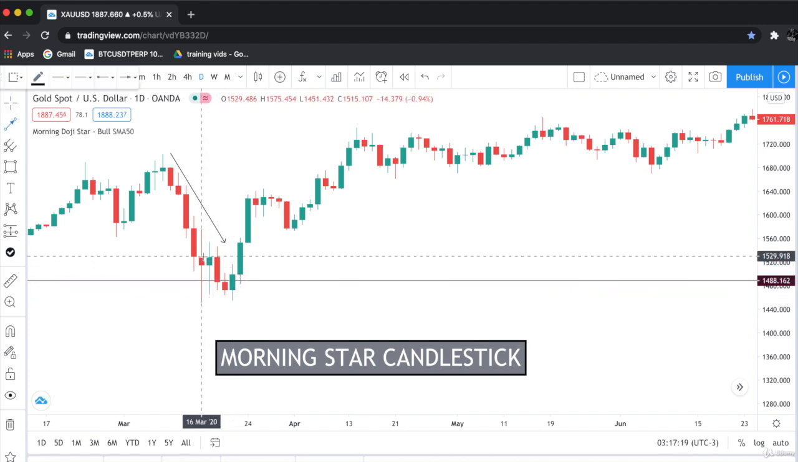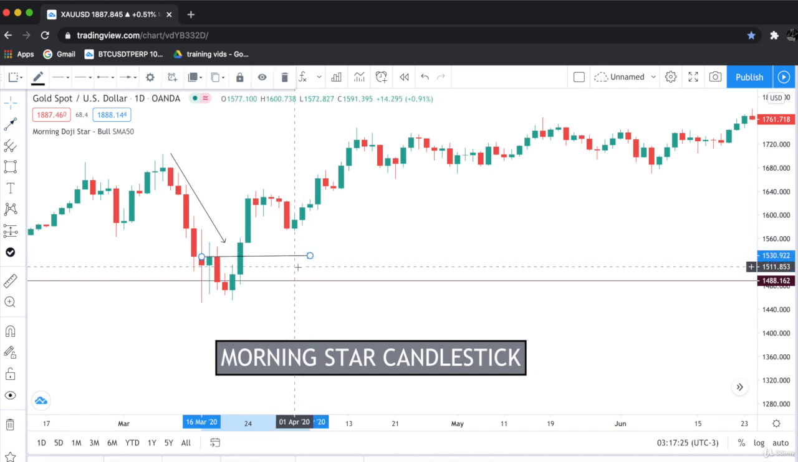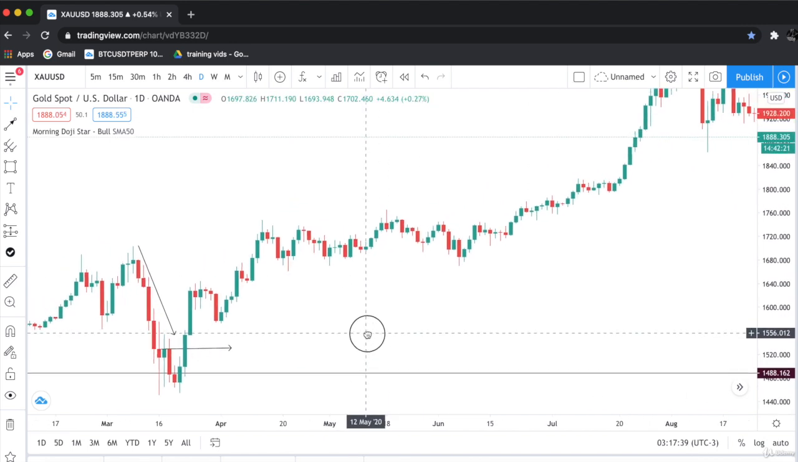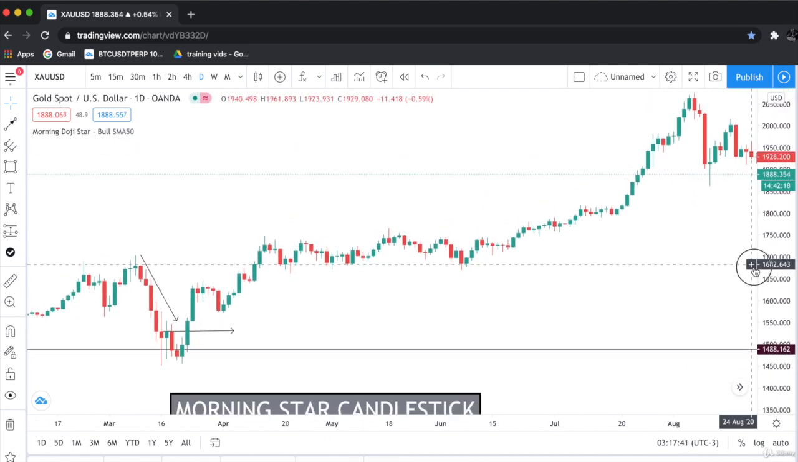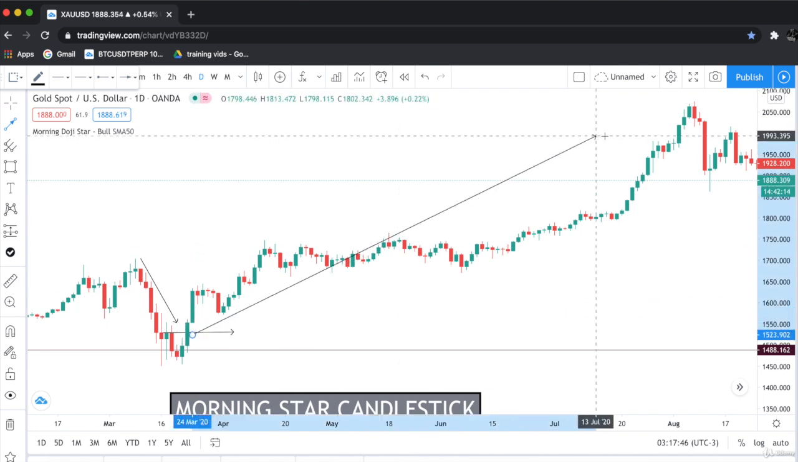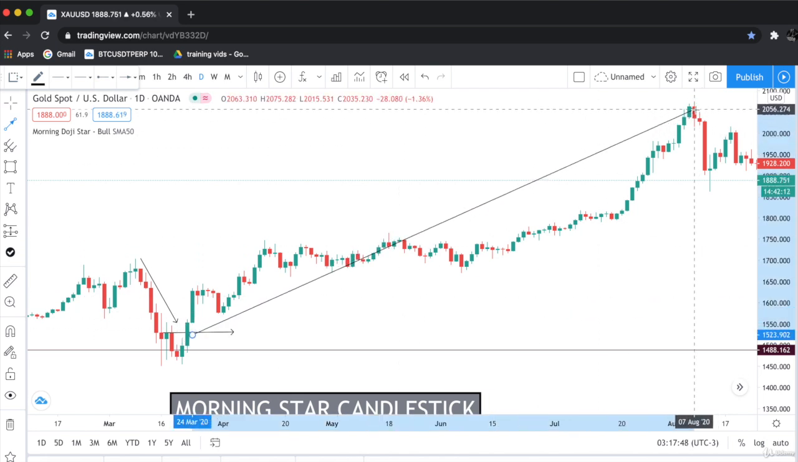This would be our entry point. When the price breaks the open of the bearish candle, this would be our entry point. As you can see, the trend changed after this and the price rallied all the way up.